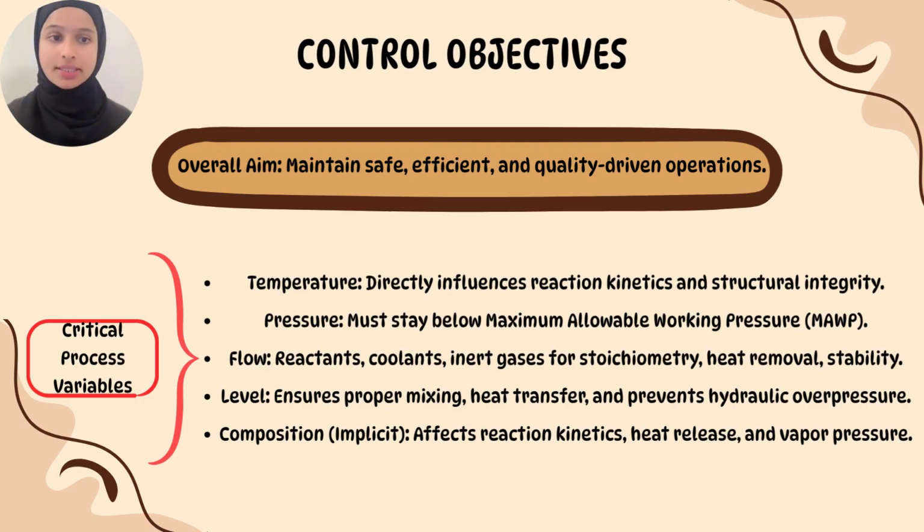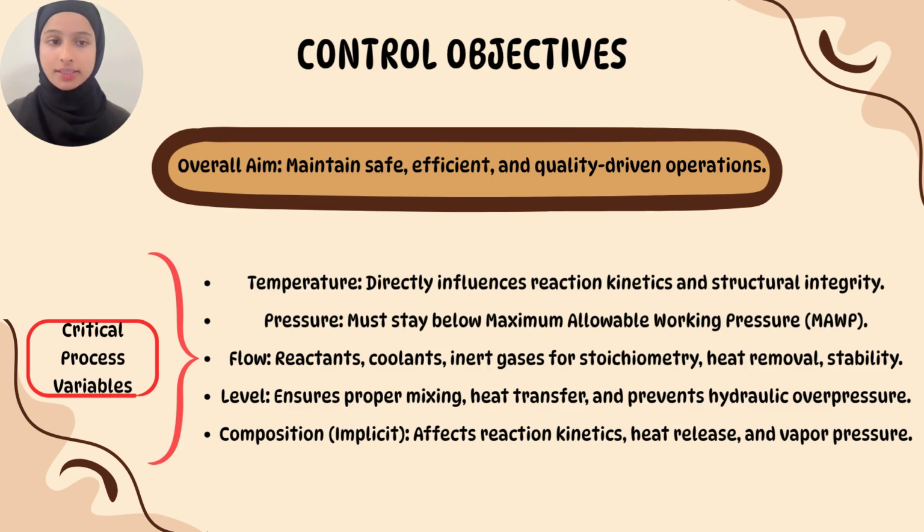First, temperature. This is super important because it controls how fast our chemical reaction happens. If the temperature gets too high, the reaction can speed up dangerously, causing pressure to spike and potentially damaging the reactor itself. So we keep a very tight watch on temperature to stay safe and make the right product.